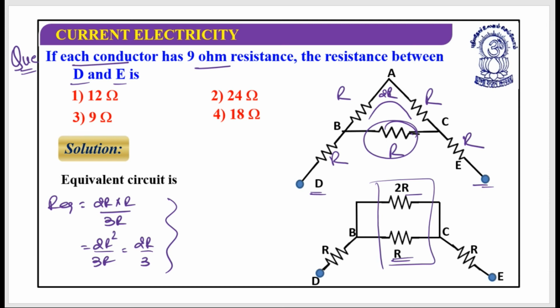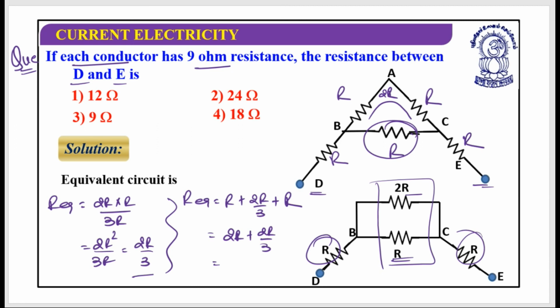Now our equivalent resistance of this is 2R by 3, and this resistance R, this 2R, and this 3R are in series. So R equivalent is equal to R plus 2R by 3 plus R, which is 2R plus 2R by 3. So this is 2R into 3, it's 6R plus 2R, which is 8R by 3. And the value of R is 9 ohm, so it's 8 by 3 multiplied by 9. 3 threes are 9, 8 threes are 24 ohm.